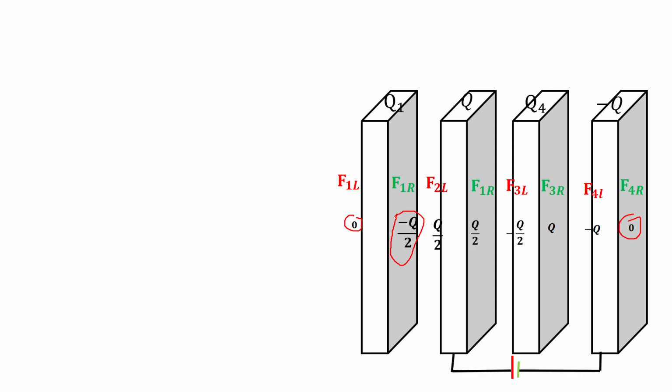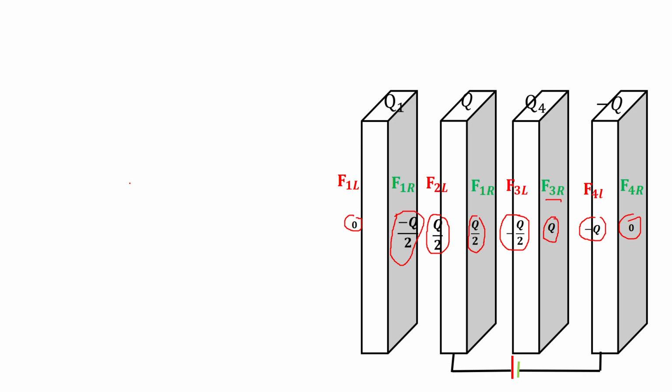So once this is known, from Gauss law, charge on F2L will be capital Q by 2. Similarly, since total charge remains Q, this value, that is the charge appearing on F1R, has to be Q by 2. And from Gauss law, charge on F3L should be minus Q by 2. Now this value on the fourth plate on its left side should be minus Q, so that total charge remains minus Q because F4R is 0. And from Gauss law, charge on F3R should be capital Q.